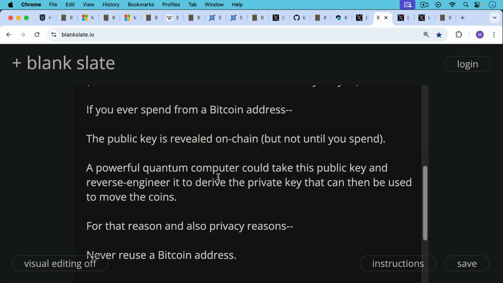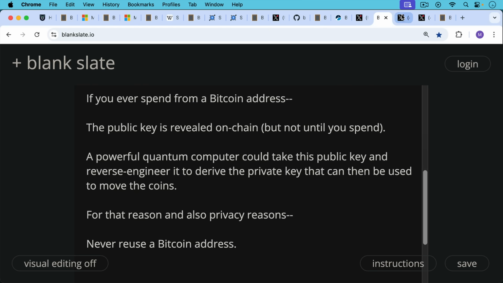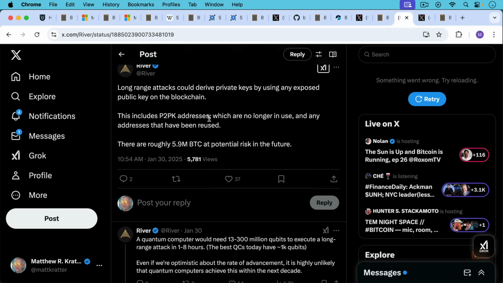So for that reason, as I mentioned many times on this channel, and also for privacy reasons, never ever reuse a Bitcoin address. It's just poor practice.